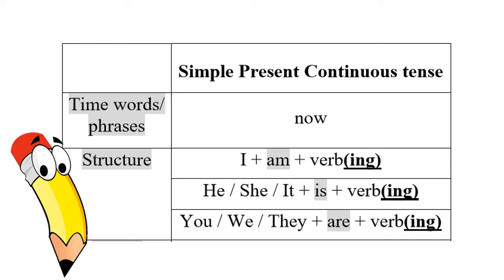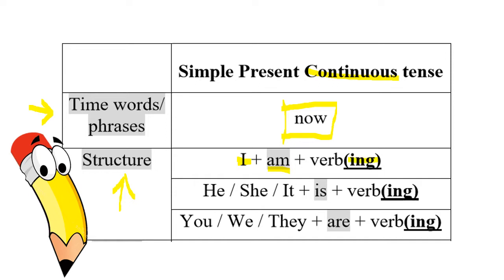After we have a quick revision about simple present tense, now we are going to revise the grammar rules of the simple present continuous tense. First, let's talk about the time words and the structure. For the time words or phrases, when we see the time word now, that means we have to use continuous tense in the sentence. For the structure, if the sentence starts with I, then we have to use am and add ing to the end of verb.